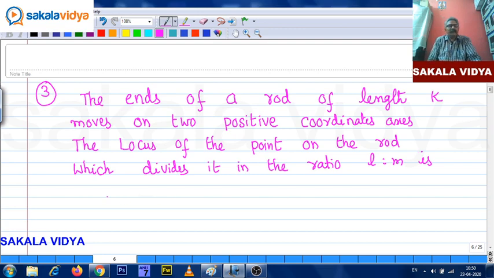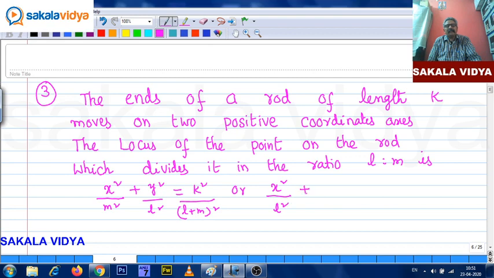is x square by m square plus y square by L square equal to k square by (L plus m) whole square, or we can write like this also, both equations you may get. X square upon L square plus y square upon m square, this is the same, k square by (L plus m) whole square. With the help of all these shortcuts, you can solve all the problems by your own.